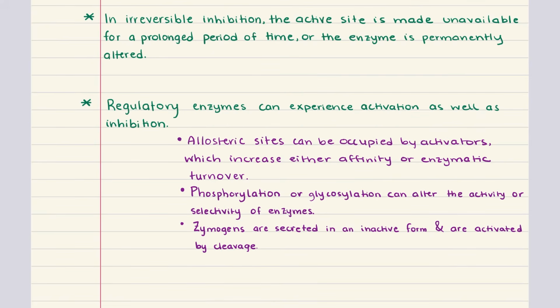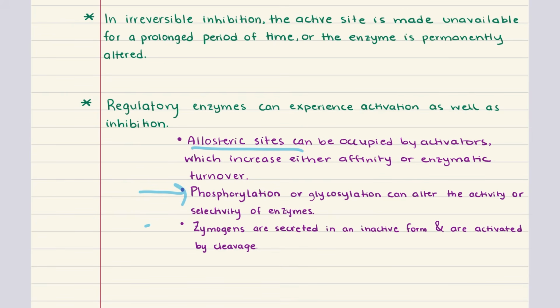We also need to mention a few other regulatory mechanisms that don't involve inhibitors at all. Some enzymes are regulated allosterically, meaning that other molecules can bind at sites other than the active site to activate or inhibit enzyme activity. And these activators and inhibitors shift the enzyme's shape and alter how effectively it works. Another mechanism is covalent modification, where the addition of chemical groups changes the enzyme's shape, activity, or stability.